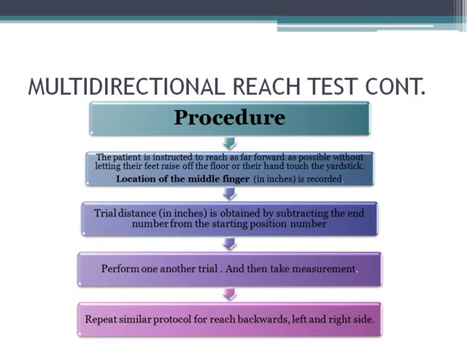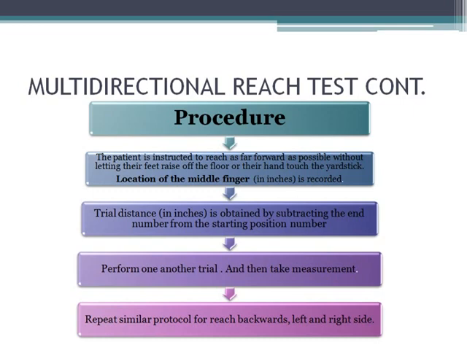The location of the reference point is the middle finger, but in the functional reach test it is the third metacarpal. Trial distance is obtained by subtracting the end number from the starting position number. Then perform one more trial and take the measurement. Repeat a similar protocol for all the directions: backward, left and right side.